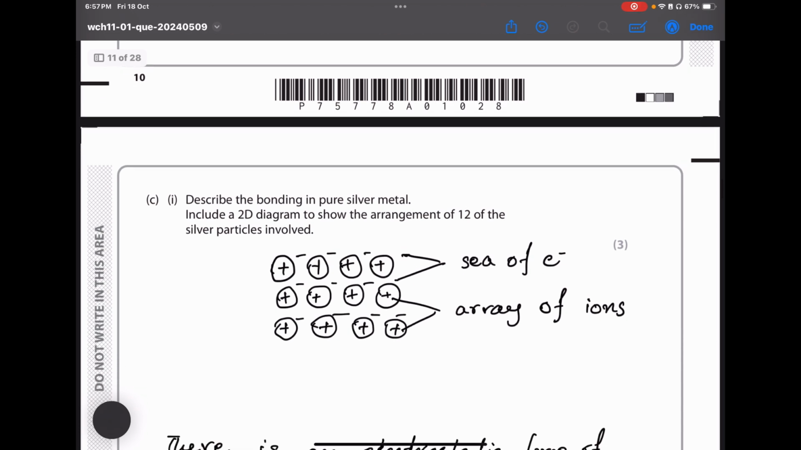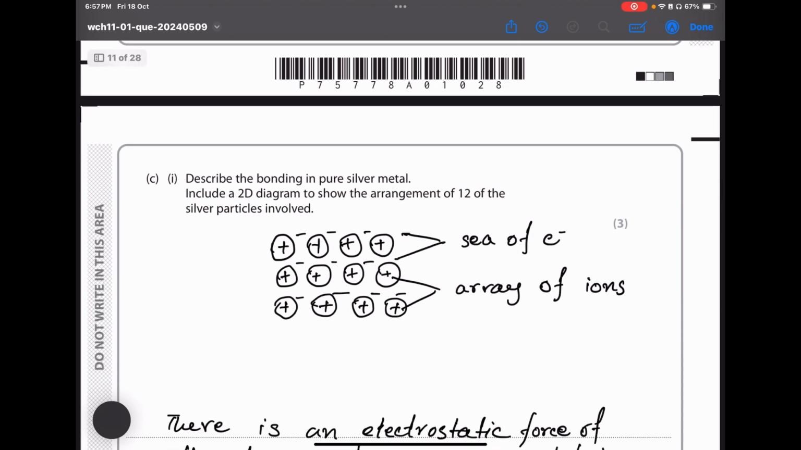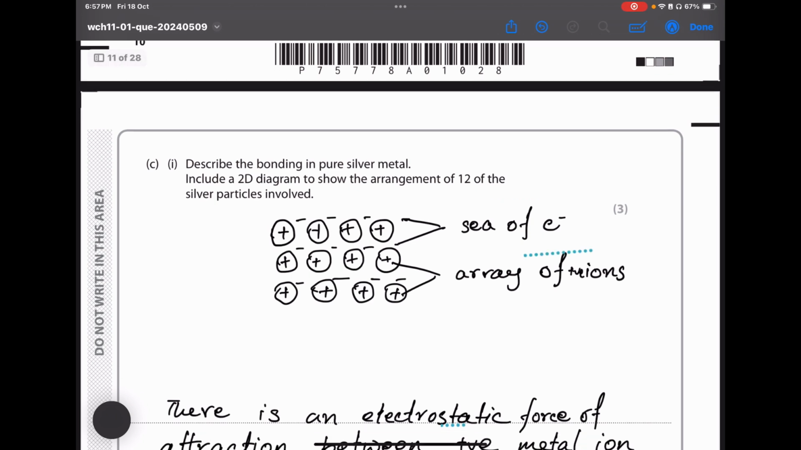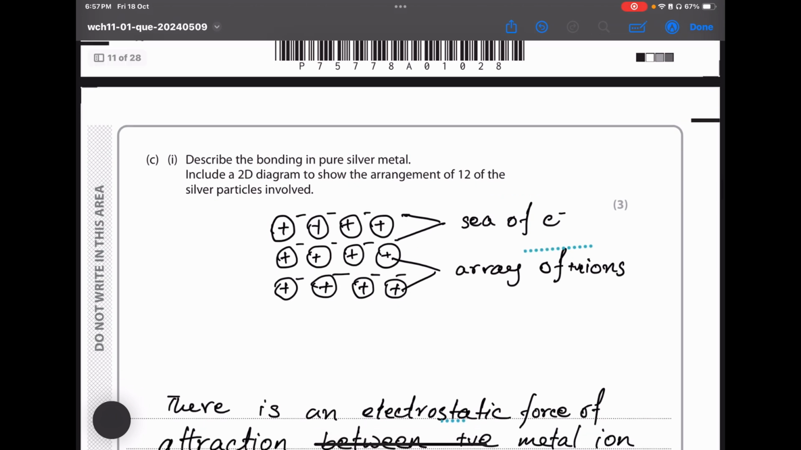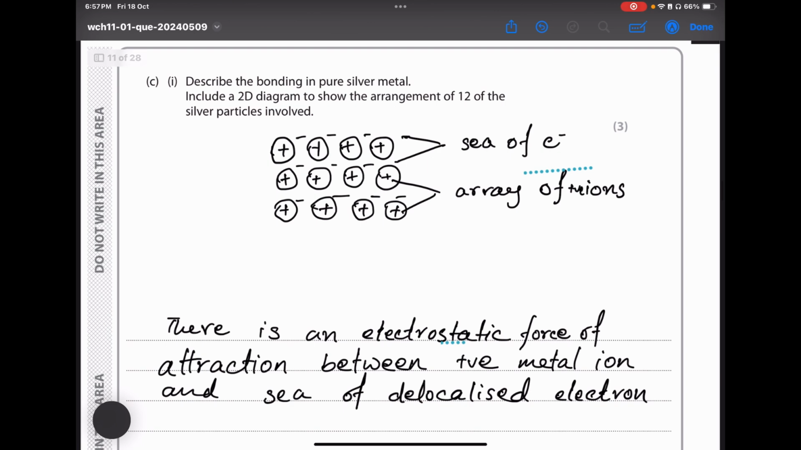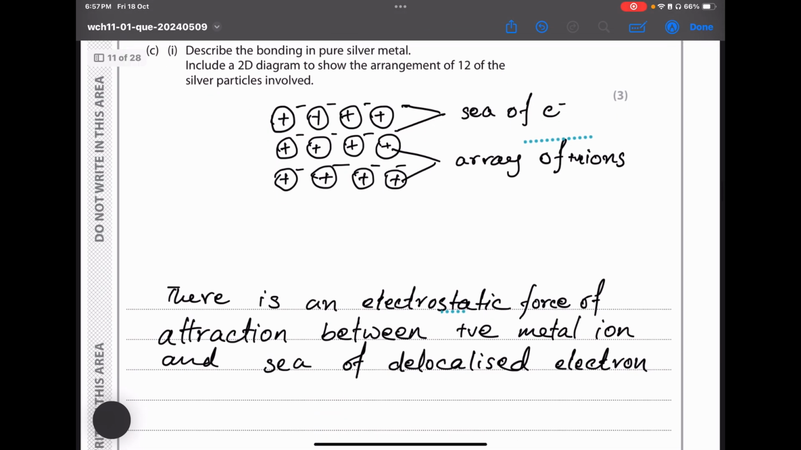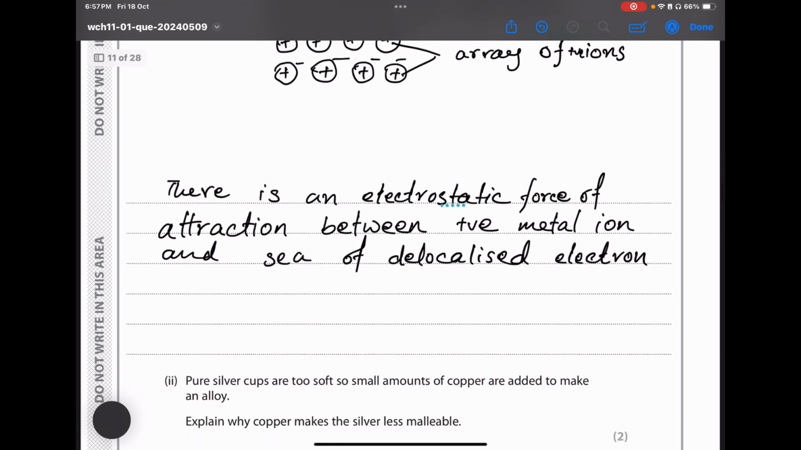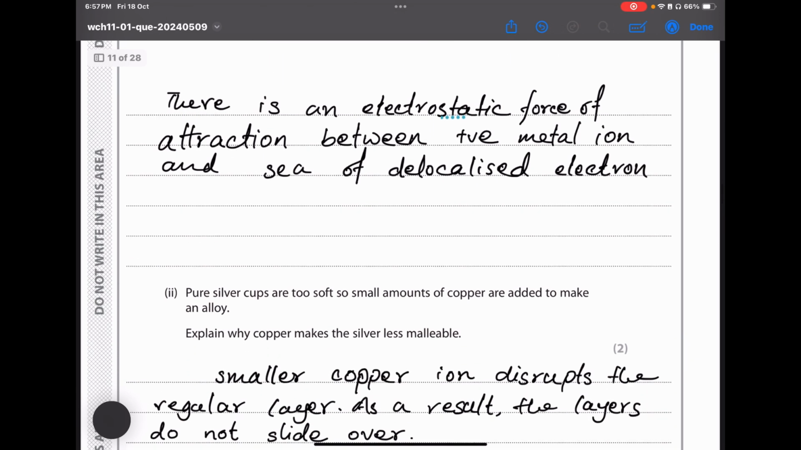Describe the bonding in pure silver metal. Include a 2D diagram to show 12. So 12 of those silver ions are shown over here. We can write down an array of positive ions. We drew 12 silver particles over here, and you make sure that the sea of electrons and the array of positive ions are in the ratio of 1:1, because one silver atom is going to lose one electron, which gives us the positive charge on silver. Now, since they are asking to describe, we need to write down that there is an electrostatic force of attraction between the positive metal ions and the sea of delocalized electrons, right?